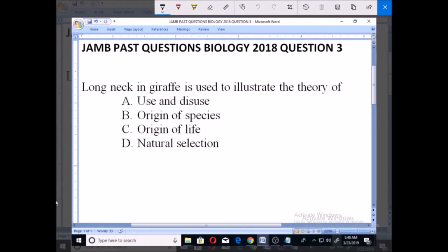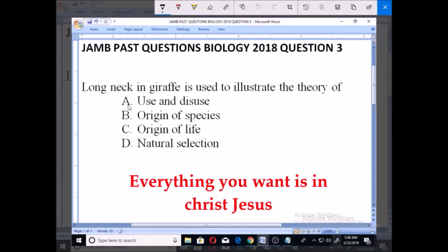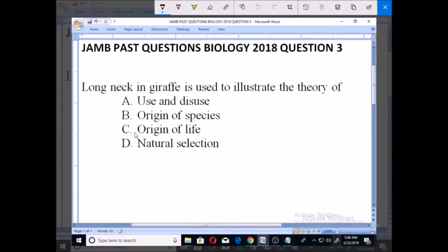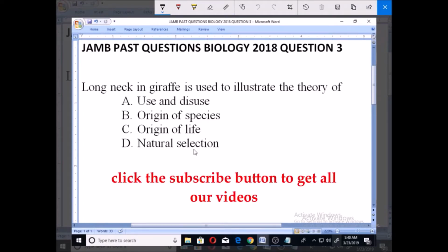Let's look at this JAMB past question, Biology 2018, question number 3. Long neck in giraffe is used to illustrate the theory of A. Use and disuse, B. Origin of species, C. Origin of life, D. Natural selection.